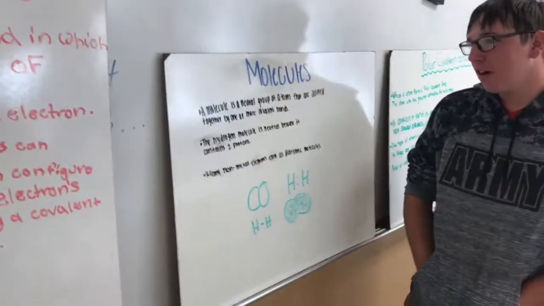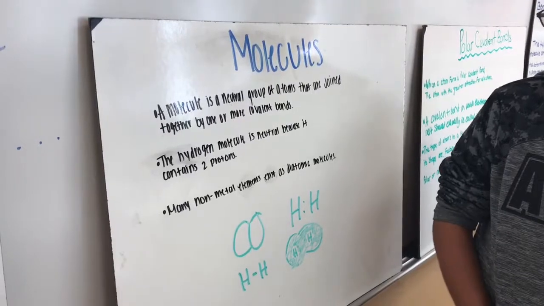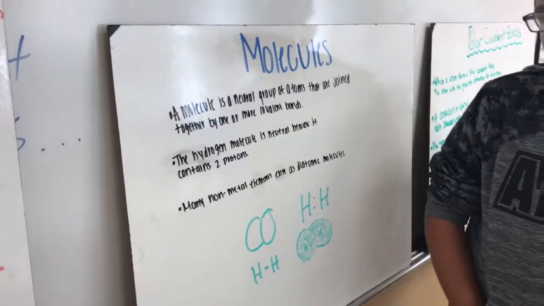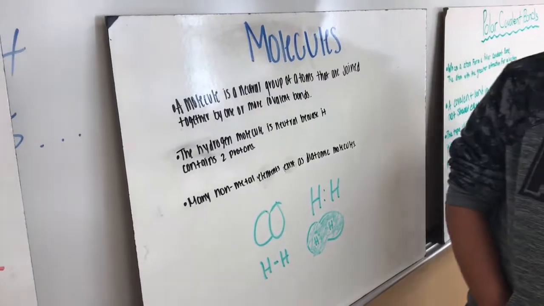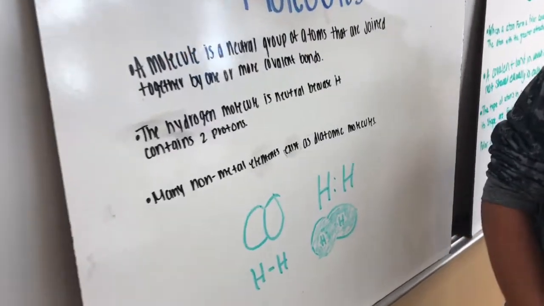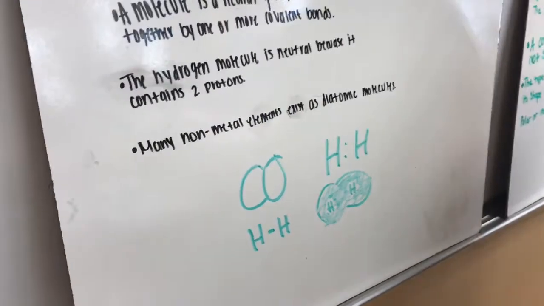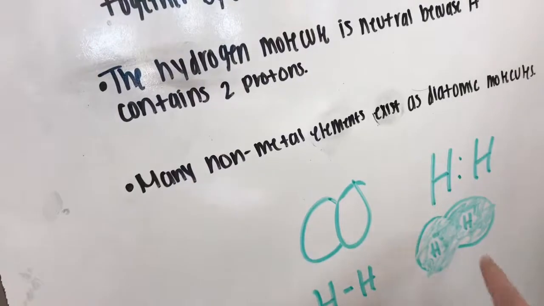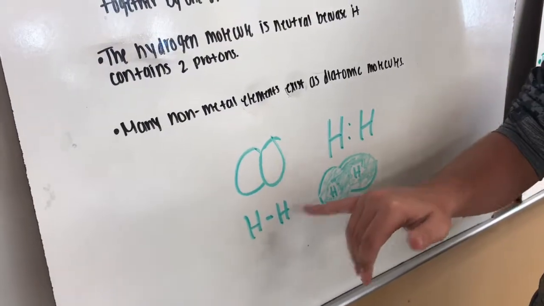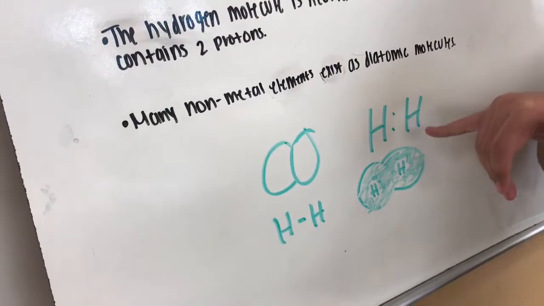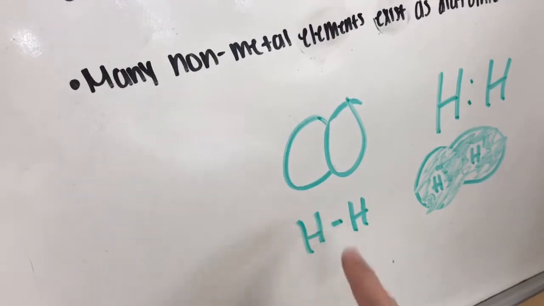Molecules. Alright, so a molecule is a neutral group of atoms that are joined together by one or more covalent bonds. The hydrogen molecule is neutral because it contains two protons. Many non-metal elements exist as diatomic molecules. So what's it showing again? It's the different models for molecules. Like this one is the electron dot model. Okay, electron dot diagram, and then this one is just showing a single bond between two hydrogen atoms.